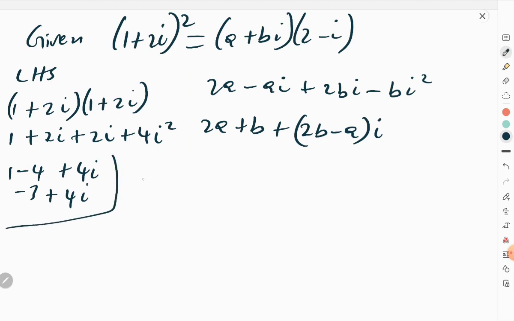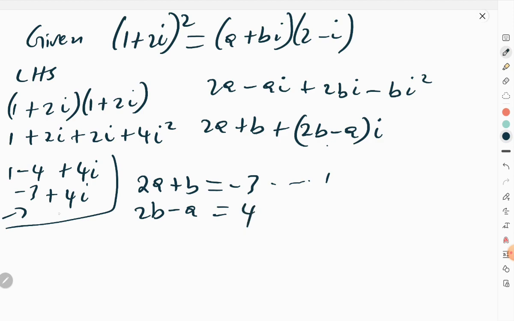So we are going to equate these two things correspondingly. Now what are we having? We have 2a plus b, which is equal to the real part on the other side, which is minus 3, which is equation number 1. Then for the imaginary part, we have 2b minus a is equal to 4, which is the imaginary part. They are equal to each other. This is equation number 2.